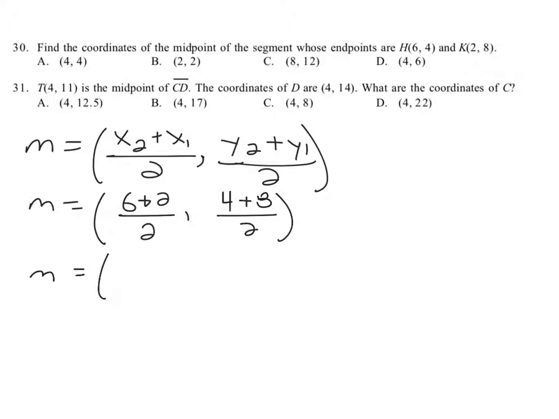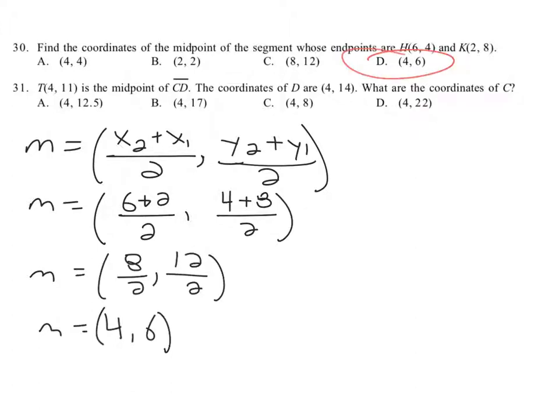So we'll say M is 8 over 2, comma, 12 over 2, or 4, comma, 6. Do we see that as a choice? Yeah, we do. 4, comma, 6 right there. Great. That's how you do it. You average them. Really quickly, if we didn't want to write all the math out, we could say, what's 6 plus 2? The x-coordinates. That's 8 divided by 2. It's going to be 4. What are the y-coordinates? 4 and 8. Add them together, you get 12 divided by 2. You get 6. So 8 divided by 2, 12 divided by 2.